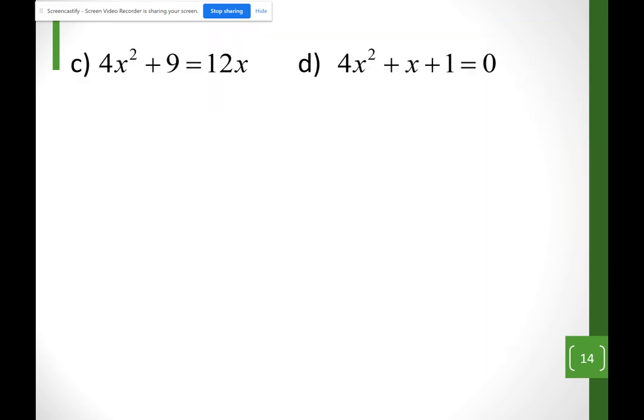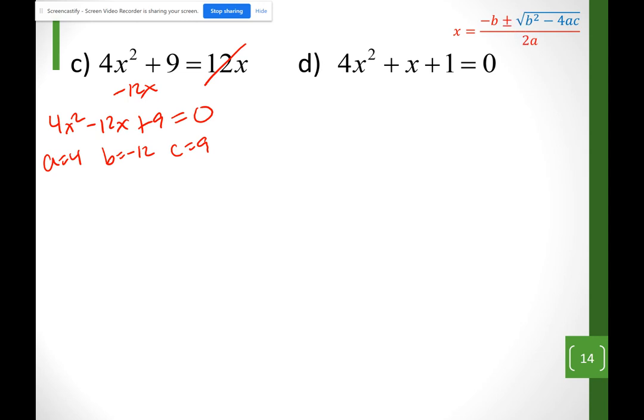Now, let's take a look at example C. My 12x, because I must have that side equal to 0, let me move it over. So I have this as 4x squared minus 12x plus 9 is equal to 0. Notice I put it in a way that the exponent of the x goes down. All right, I know my A is 4, my B is negative 12, and my C is 9.